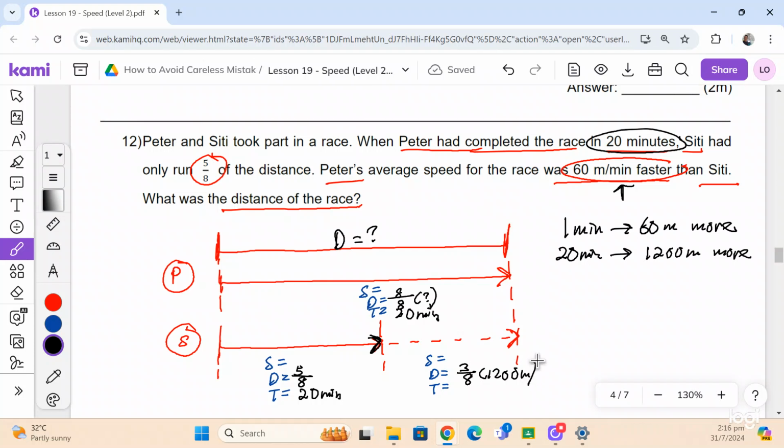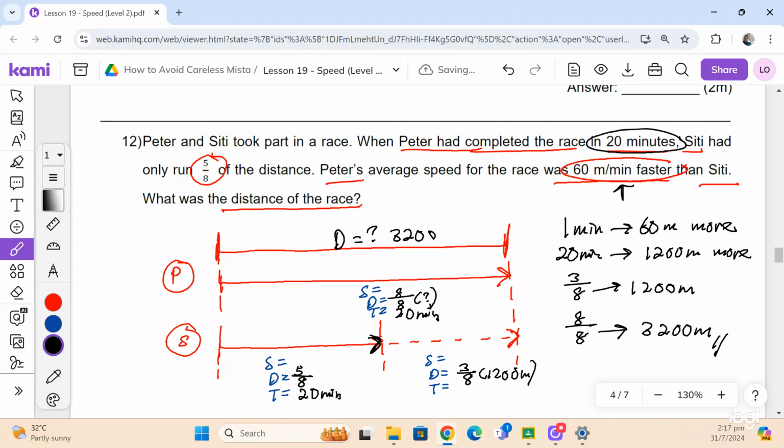And how many more meters did Peter travel than Siti? 1,200 meters, which is 3 units. Right? So 3 units is 1,200 meters. So what's the distance of the race? Which is 8 over 8, or 8 units. Then you just take 1,200 divided by 3 to get 400, which is 1 unit, and then 400 times 8, that will be the distance of the race, 3,200 meters. So the distance of the race is 3,200 meters, and that's how you solve it, by the model.